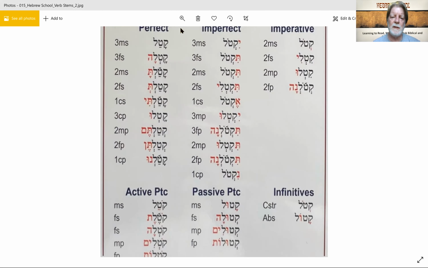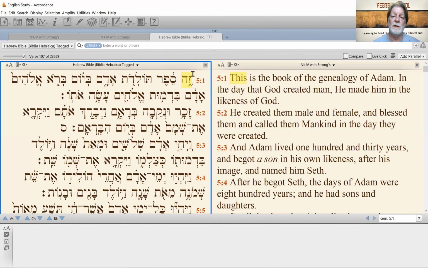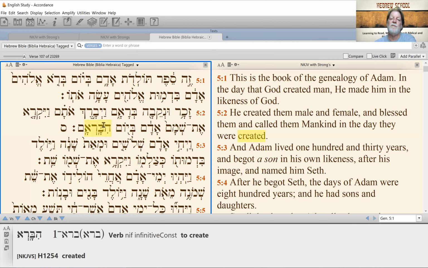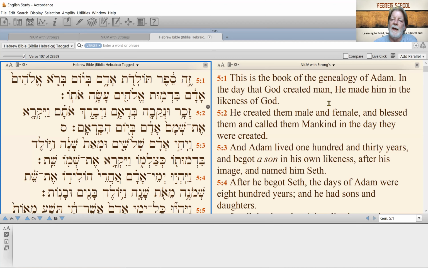So without spending any more time on grammar, let's go ahead to our text for today. We'll be in Genesis chapter 5. Again, this is the Accordance Bible software, and in the left column, we'll be looking at the Hebrew Bible with all the study aids and things like that, which will be very helpful for us today. Genesis chapter 5, did I say Hebrews 5? I meant Genesis 5. We're in Genesis 5 today.